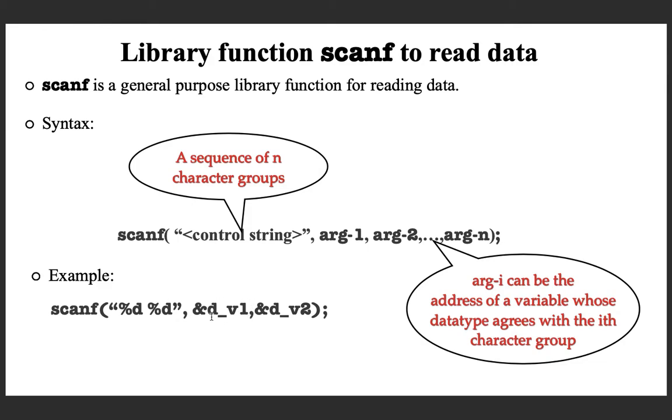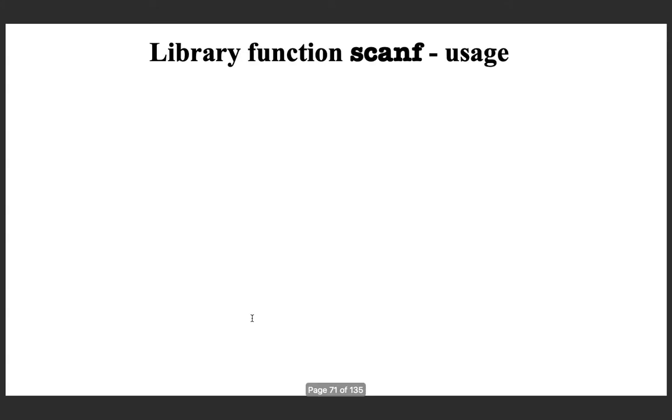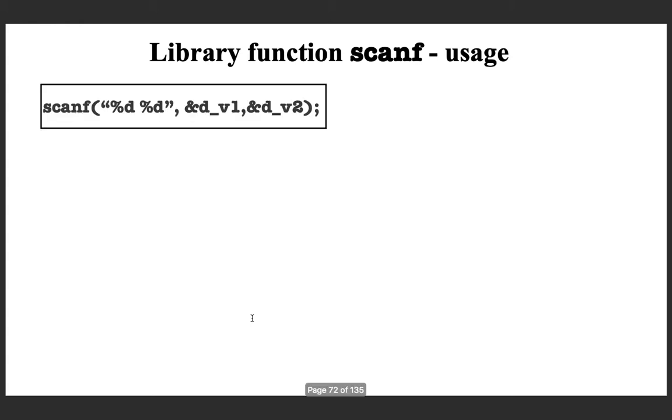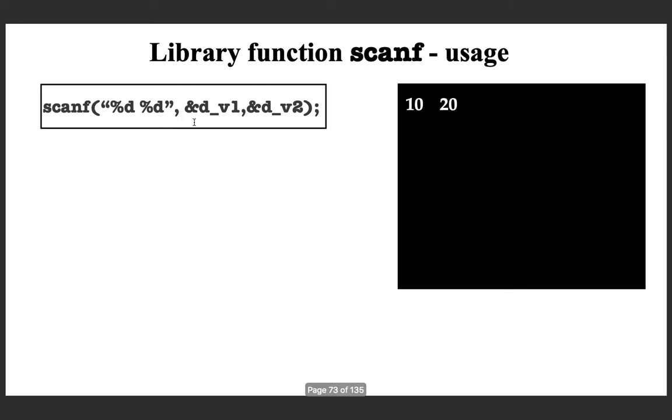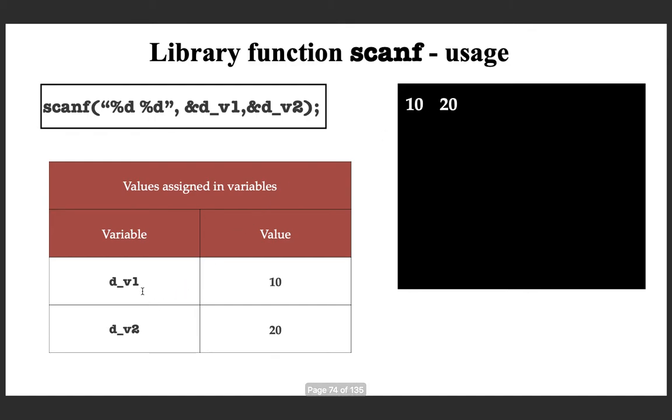So addresses of two decimal integer variables are passed, separated with comma. Now we can see usage of scanf, various use cases. Here is the first example. I am reading two decimal integers. Suppose the user gives 10 and 20. What will happen? In the memory, for decimal variable v1 you are getting 10, and for decimal variable v2 you are getting 20. Note that you passed addresses of these variables.